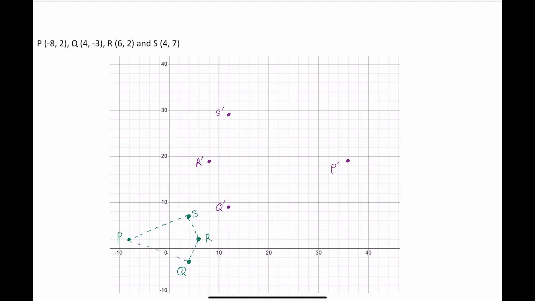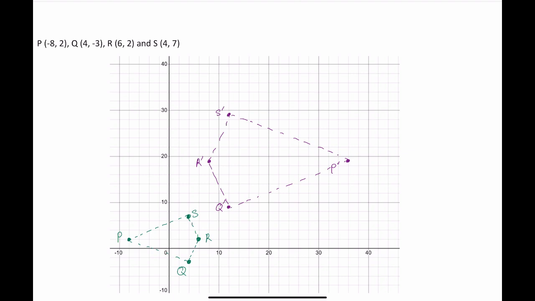And if I do the same thing with the image, well, we can see what's happened to the shape. It's obviously been enlarged by a factor of 2. That makes sense. That's what we were expecting. And it seems to have also been reflected in the vertical line and then translated, probably reflected in the y-axis and then translated. So that's what we expect.